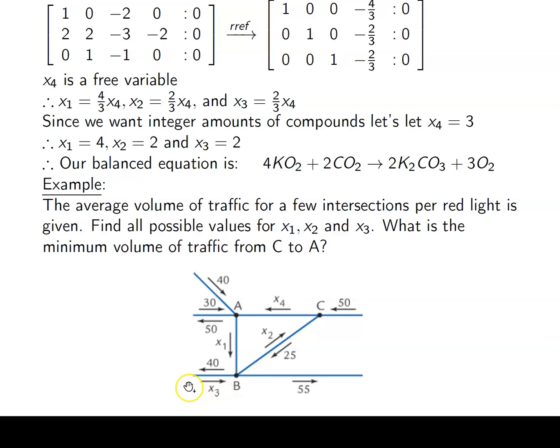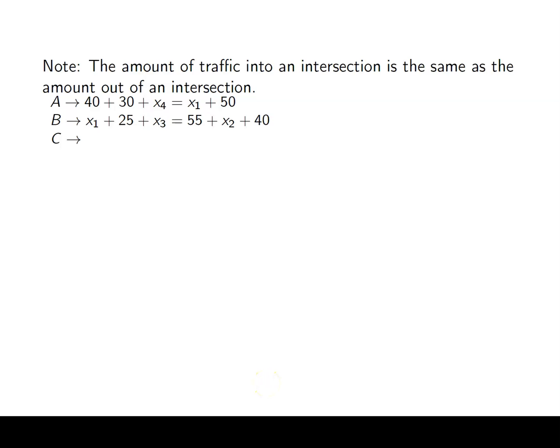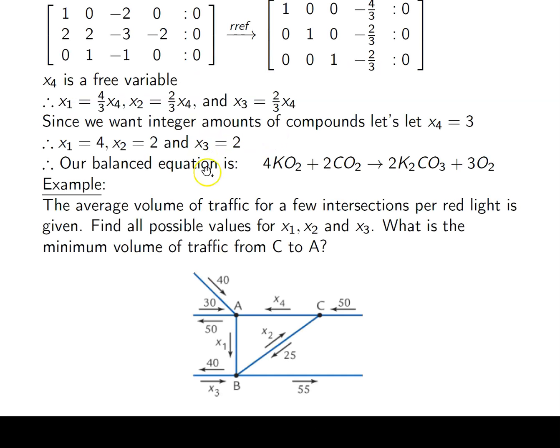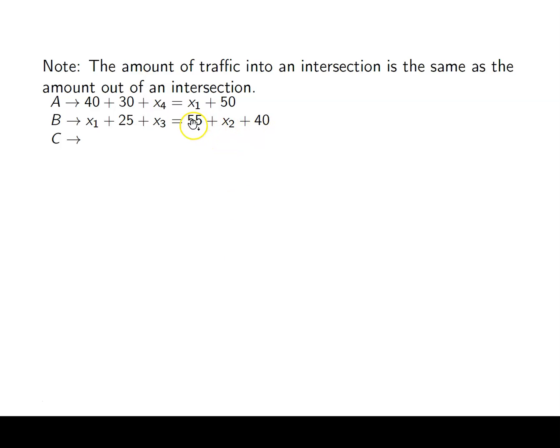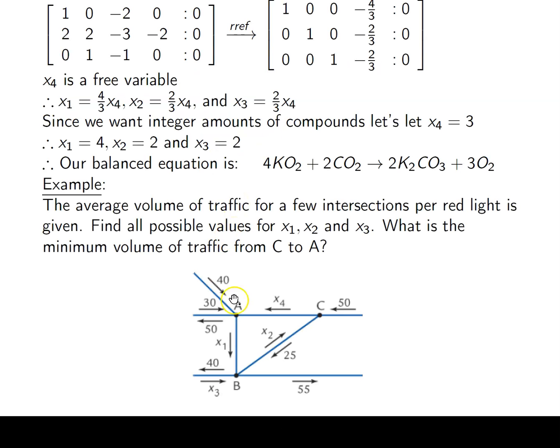For B, X3 in. So you might want to pause this so you can write your own equations and then see if it matches up with what I'm going to do in the rest of the video. But B going in, it's X3 in, X1 in, 25 in. Out is X2, 40, 55. X1, X3, 25 in, 25, 40, X2 out. X2 out, 40 out, and that's the only ones for B. X2, 40, and where's the 55? Oh, 55 out also.